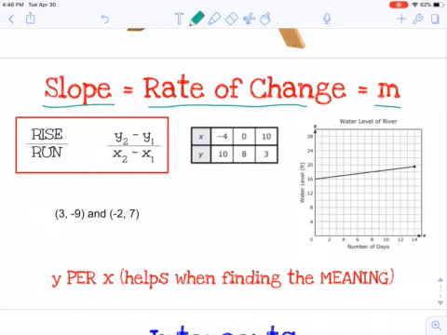So remember that we talked about how slope is equal to the rise over the run, and then we also learned the slope formula, which is y2 minus y1 over x2 minus x1, and that is on your formula chart. So let's find the slope for each one of these representations.